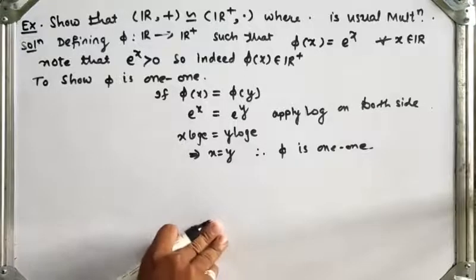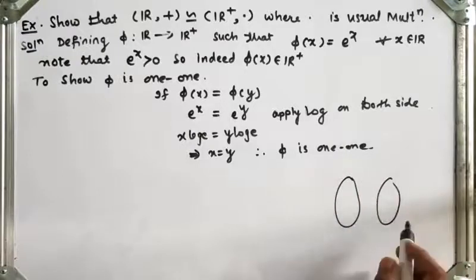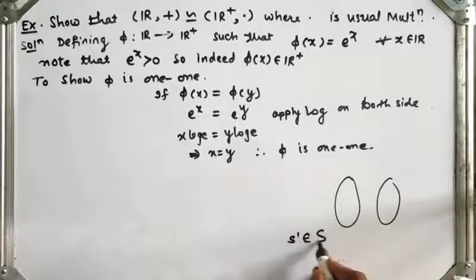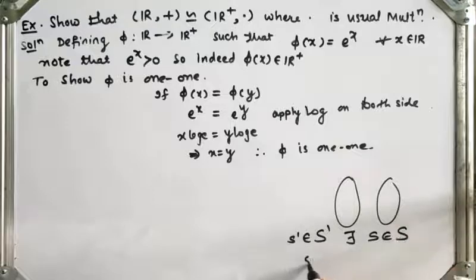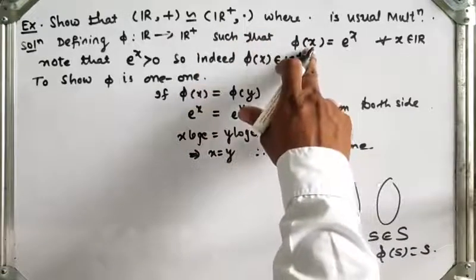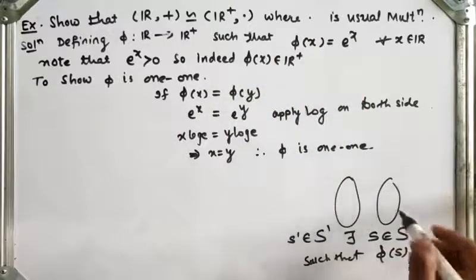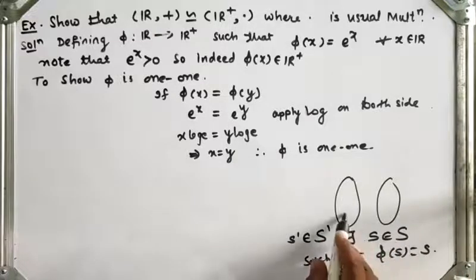Now second, we have to show that phi is onto. So what is the definition of an onto function? If I have two sets, then for every s dash belonging to set S dash, there exists s belonging to set S such that phi of s is equal to s dash. What is the defined function? Phi of x is equal to e raised to x, right? It means for every element in set S dash, there exists an element s from set S such that phi of s is equal to s dash.